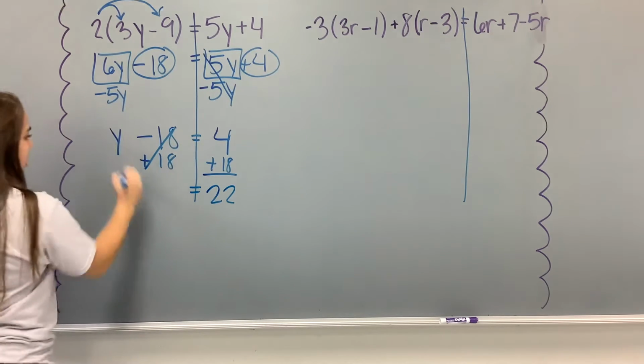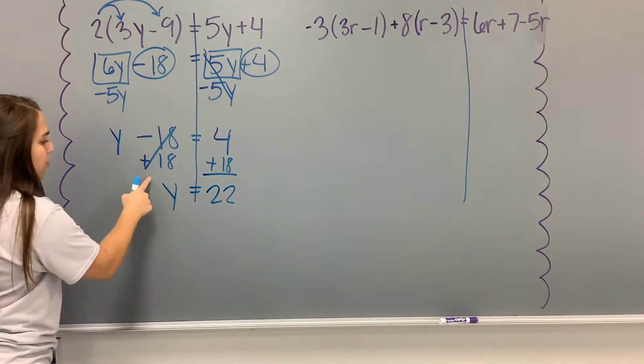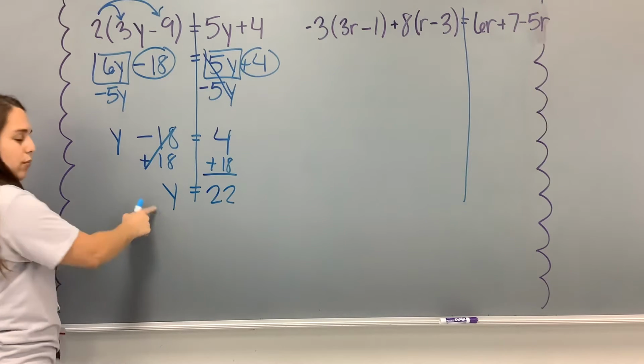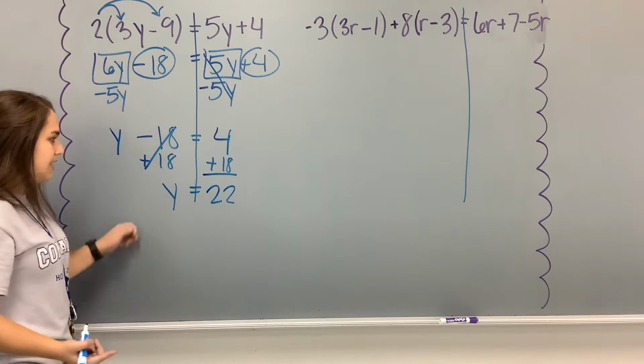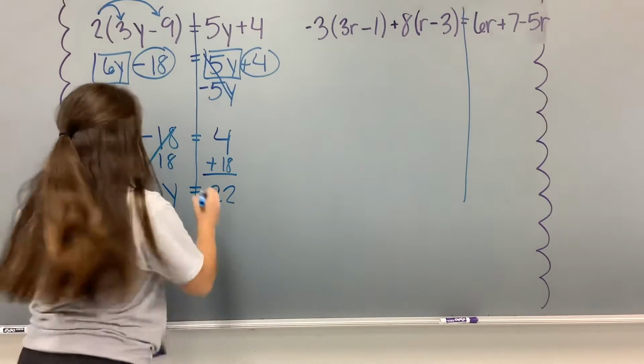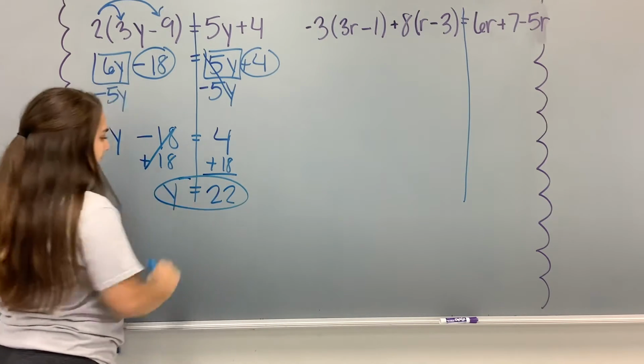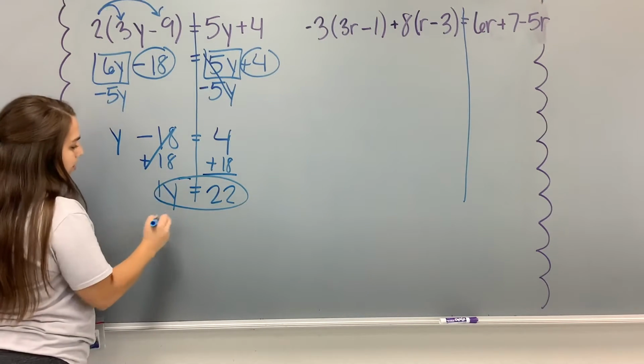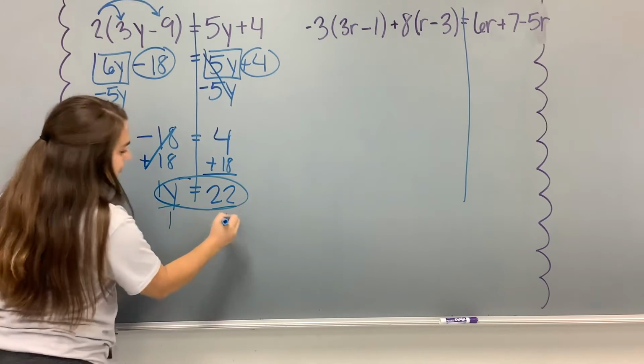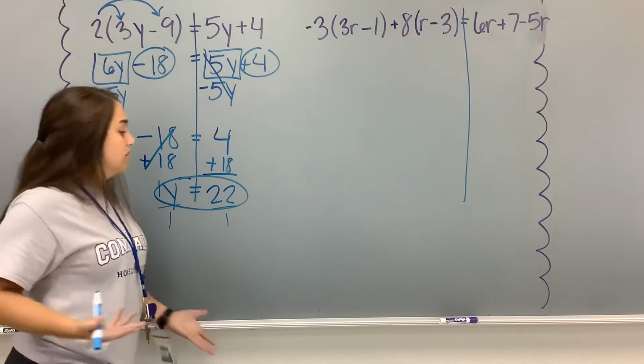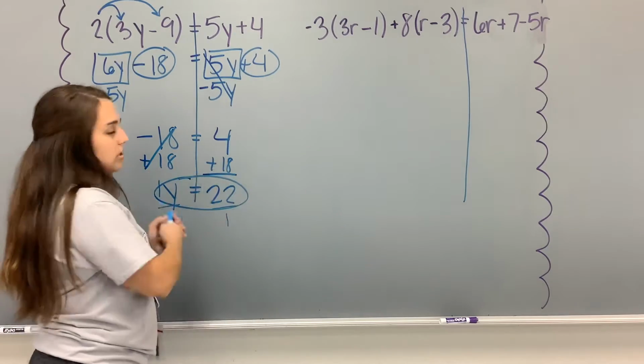And then this y is left all alone. And remember, it is a 1y, but we don't have to write the 1. And this is actually our answer. The reason it's our answer, we don't have to divide by anything, is because this is a 1 right here. If we divided by 1, 22 divided by 1 is just 22. So that was our answer to begin with.